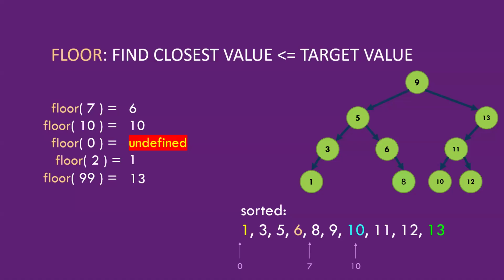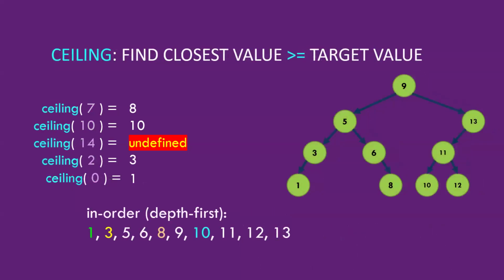These terms are kind of hard to remember, which is why I highlight them here. They're pretty standard terms. Ceiling is, of course, just the opposite. What's the next thing above it in the in-order traversal of the binary search tree? And for us, undefined for the ceiling would be if it's beyond the largest node stored in the binary search tree so far. So those are our floor and ceiling, which are good to know.